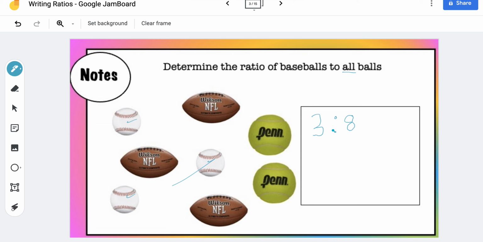And remember, you can write that with a colon or as a fraction, 3 over 8. Or you can write that as 3 and then the word "to", 8. Like that. And that's it.